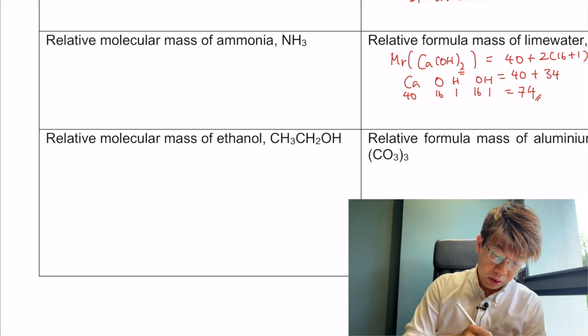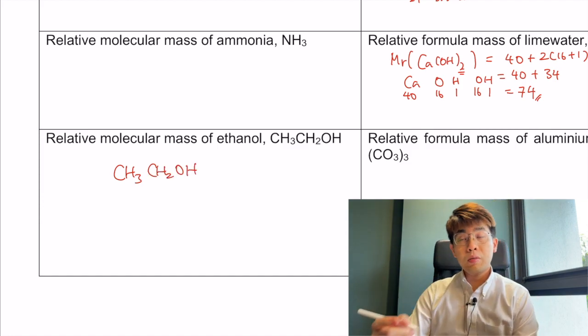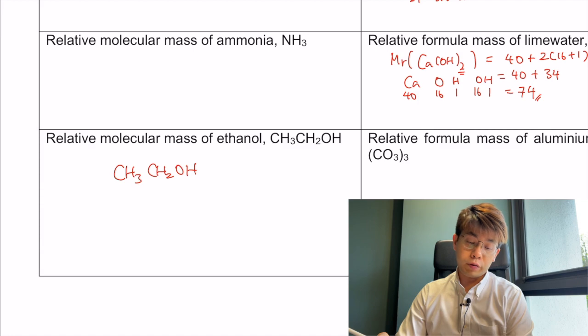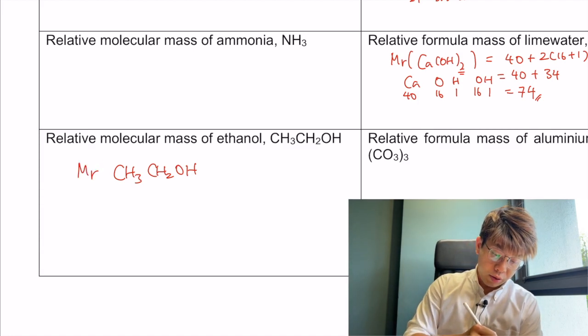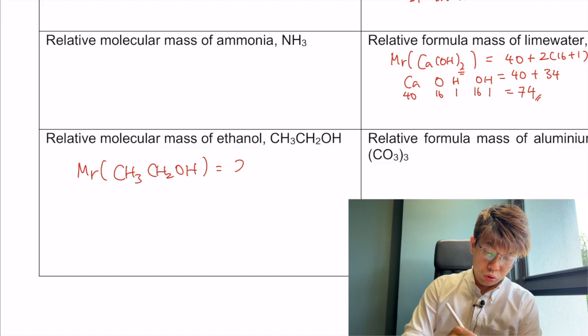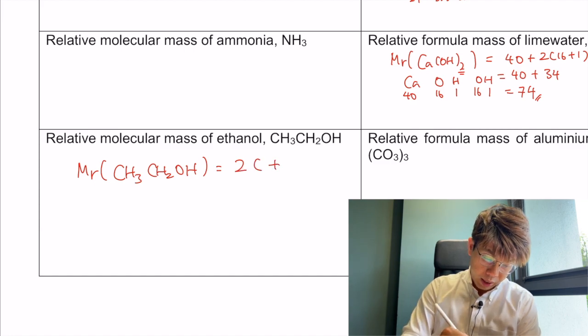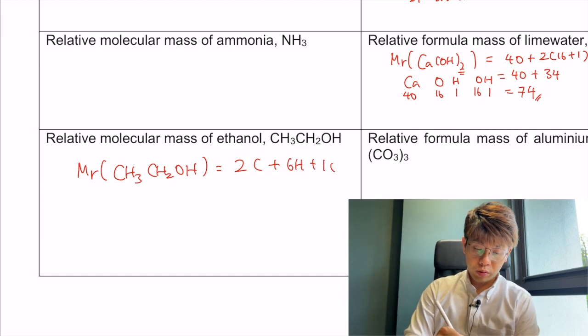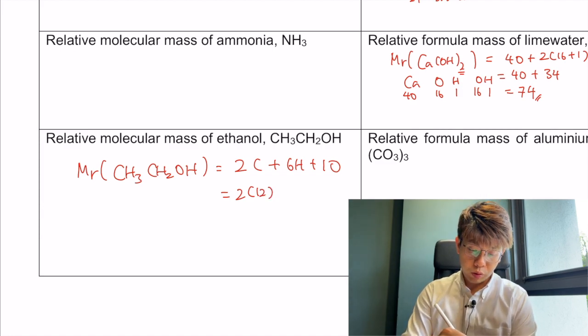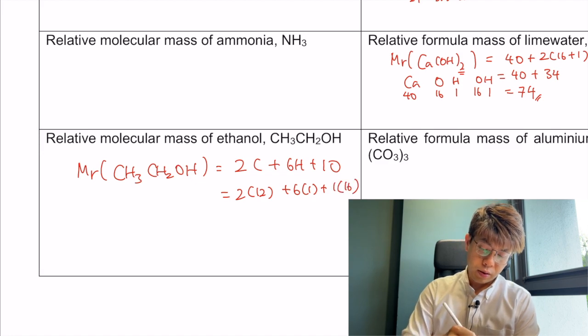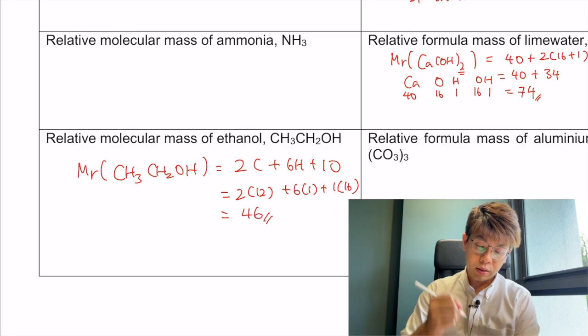So ethanol, CH3CH2OH. Maybe you can pause the video here to try it out first. For the Mr, there are 2 C's, there are 1, 2, 3, 4, 5, 6 H's, and there's 1 O. So that's 2 times 12, which is the mass of carbon, check the periodic table, plus 6 times 1, plus 1 times 16. So this is 24, 30, and then this is 46.